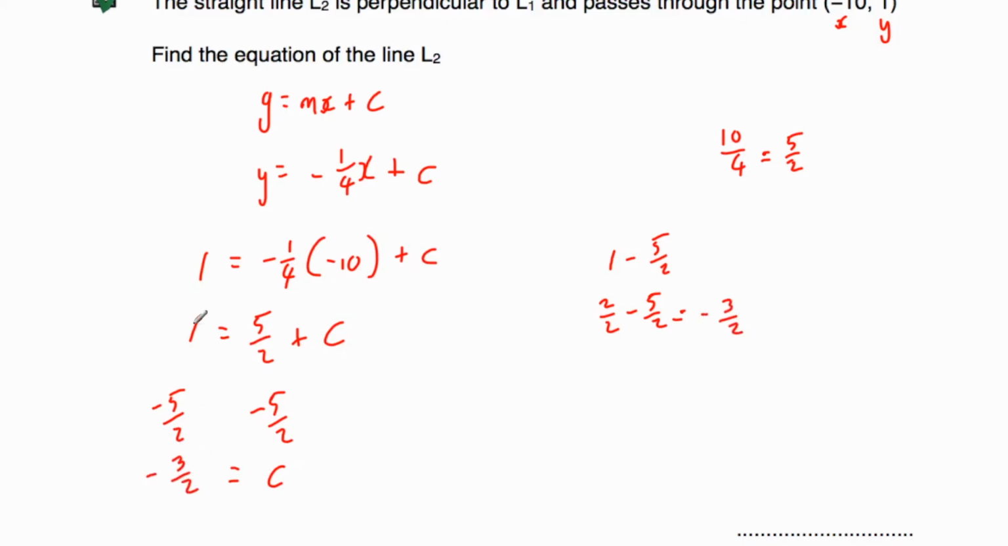So we could have got that in a couple of different ways. We could have done 1 take away 5 over 2 on our calculator. Another way would have been to do 1 take away 2.5, so that's -1.5, or -3 over 2 as a top-heavy fraction, or you could have just done it as a fraction and said, well, 1 is 2 halves.